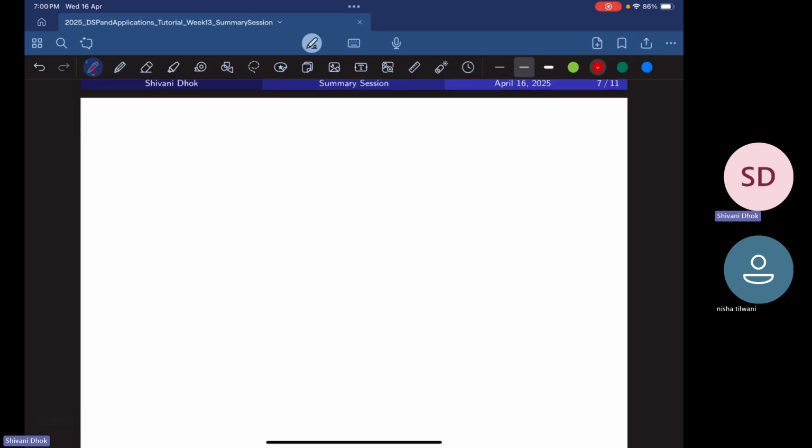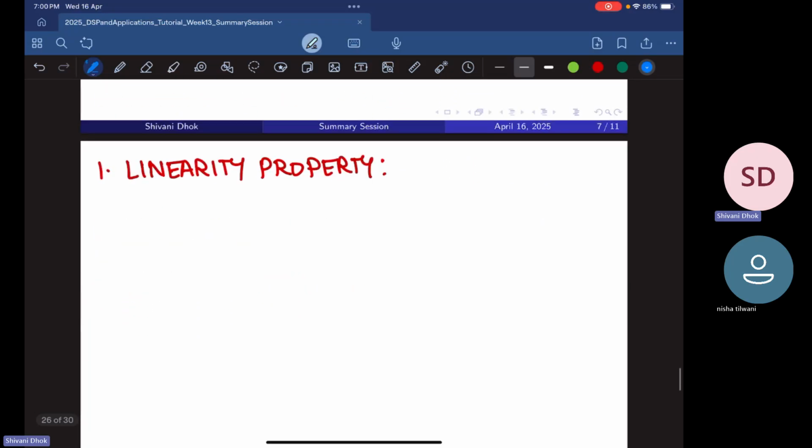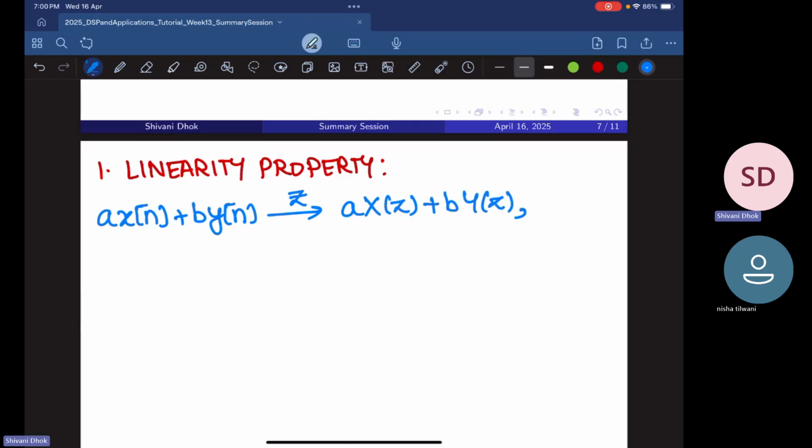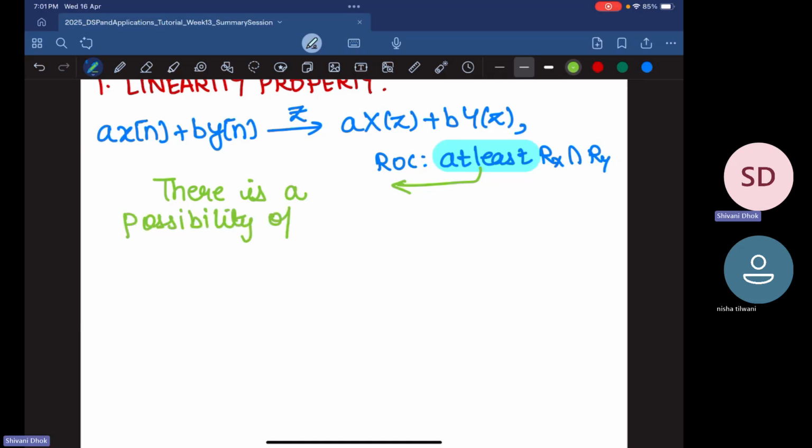The first property is the linearity property. It says that if I know the Z transforms of x and y, then the Z transform of a times x of n plus b times y of n is a times X of Z plus b times Y of Z, with region of convergence at least Rx, the region of convergence of x, intersection with Ry. Why is this intersection clear, but why is this "at least" coming up? It is because due to linearly adding these terms, there is a possibility of pole zero cancellation.